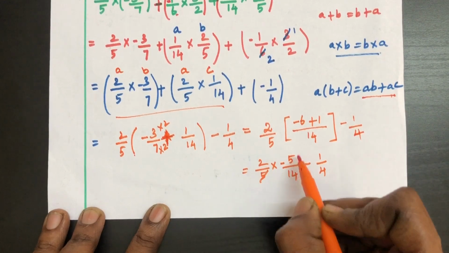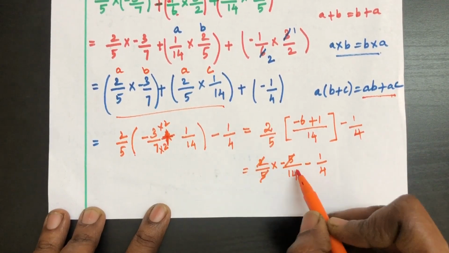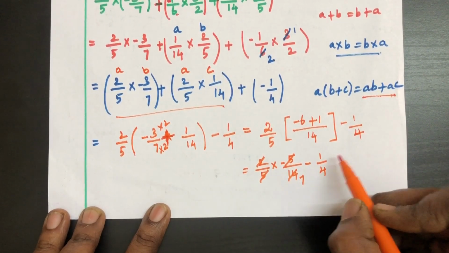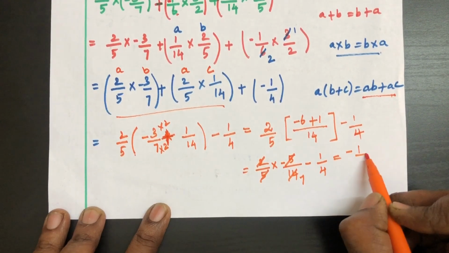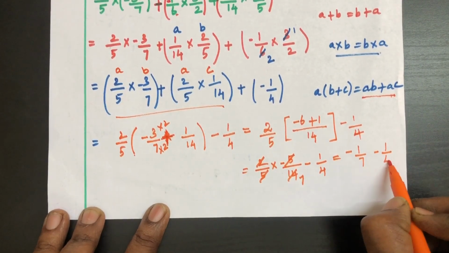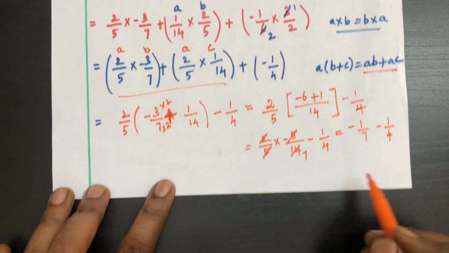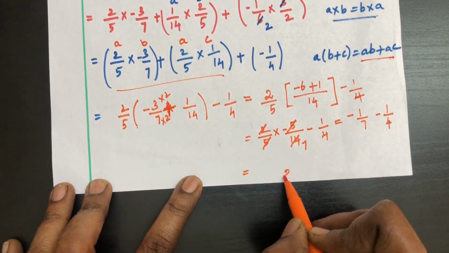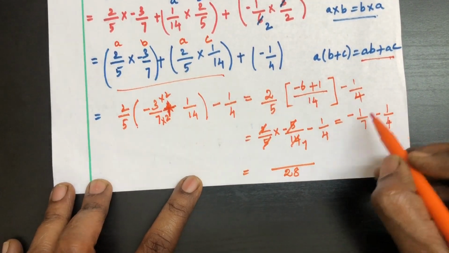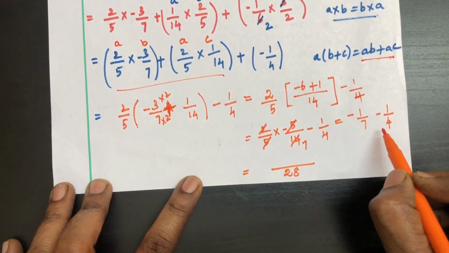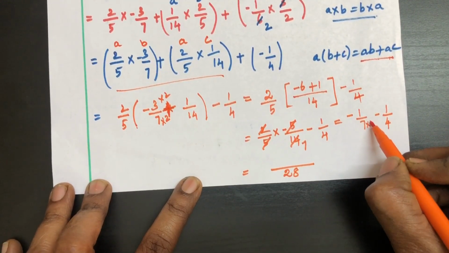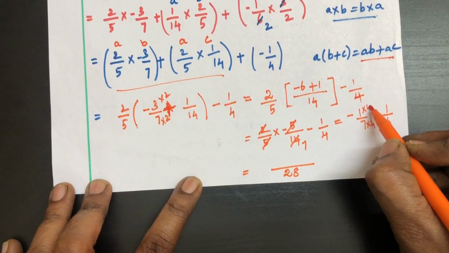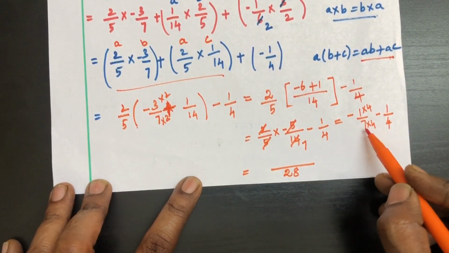If we cancel this, what will come? This is 7. Now, minus 1 by 7 minus 1 by 4. So what is the LCM for 7 and 4? Obviously 28. So 28 is the LCM. 28 means how to make denominator 28? We need to multiply it with the 4, numerator with the 4. Then only this becomes 28.